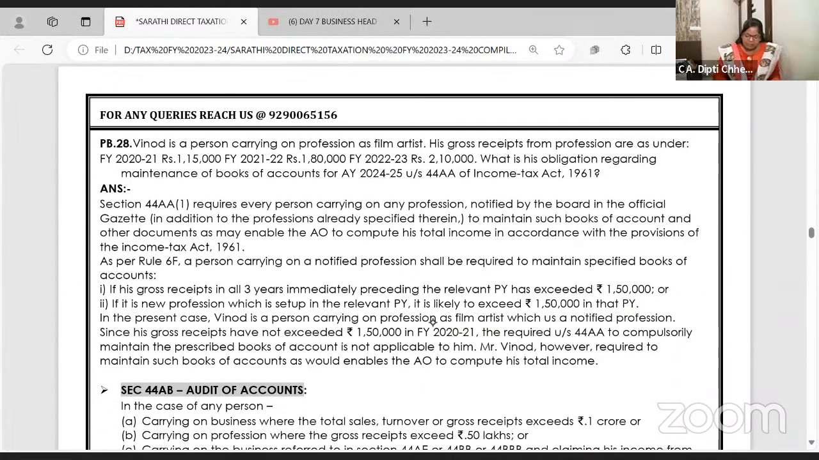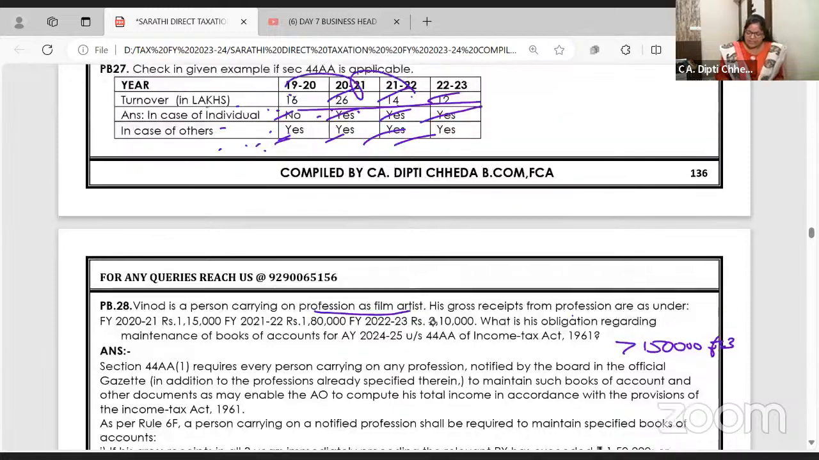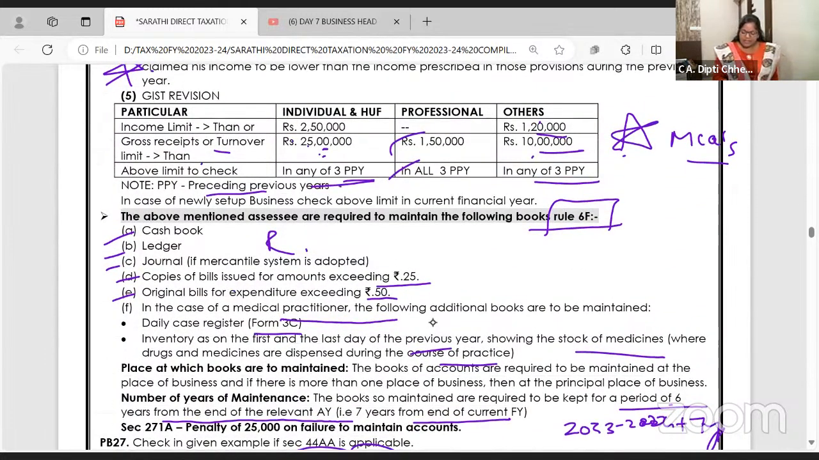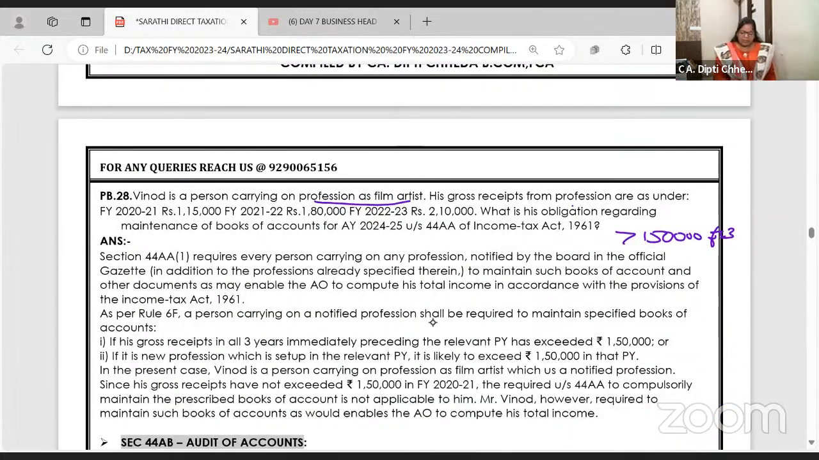Dekho. Vinod is a person carrying on professional. His gross receipts should exceed 1,50,000 for 3 continuous years. See. Any 3 years, all the 3 years. Chalo. Ab dekho. For 2021, his gross receipts are, he's a professional, 1,15,000. No need to maintain the books. 1,50,000 से exceed नहीं हुआ यहाँ पे. Yes.